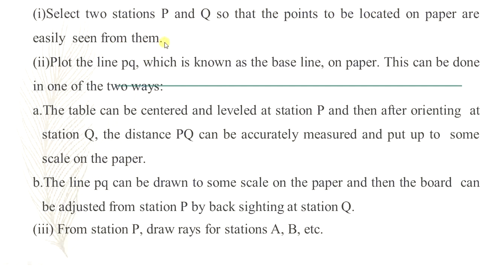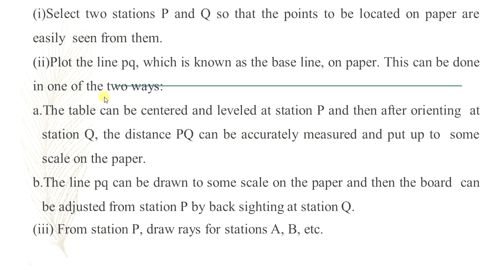We have to locate P and Q stations. Selecting the P and Q points, they are located on the paper, easily seen from them. Next, plot the line PQ, then plot the line small pq, which is known as the baseline on paper. After the selection of the two points P and Q, we have to draw the line small pq, which is known as the baseline on paper.